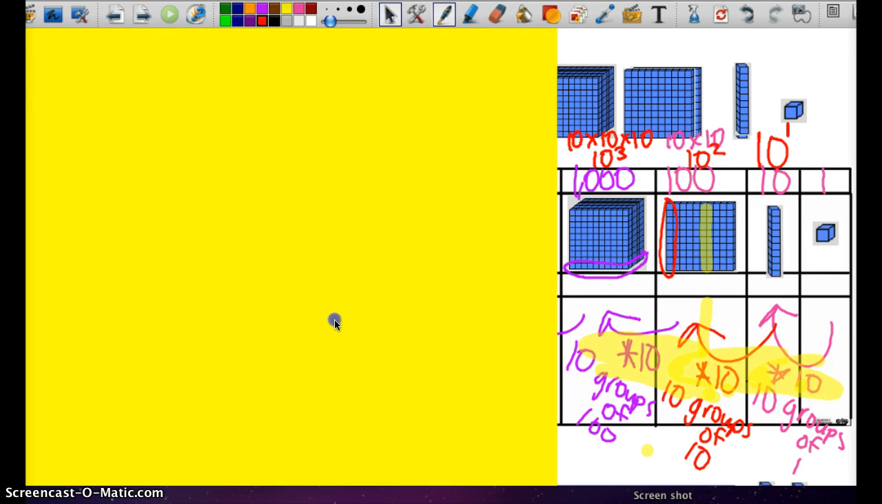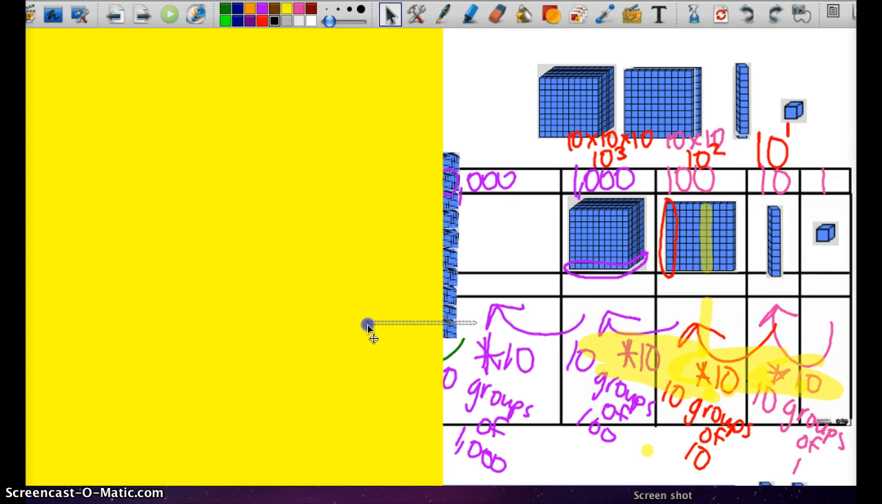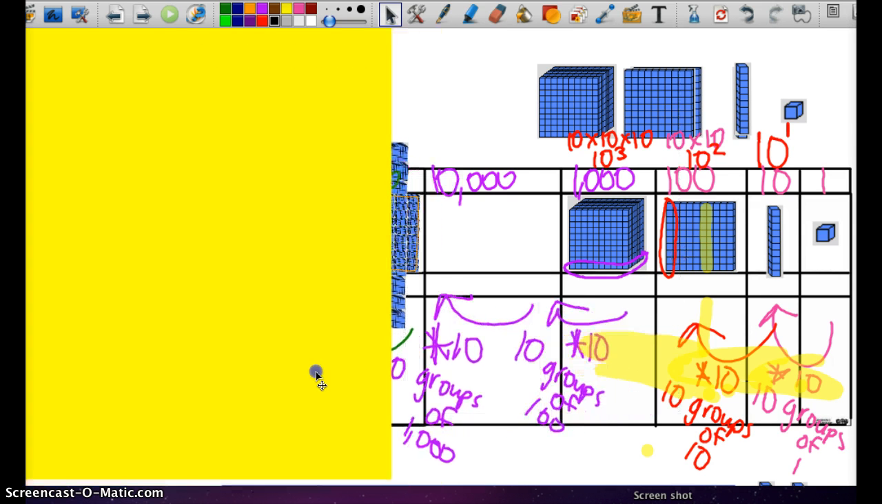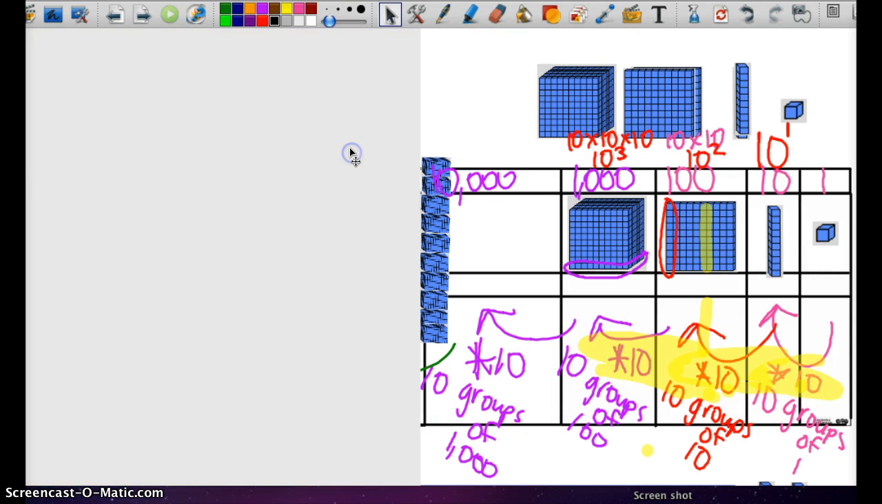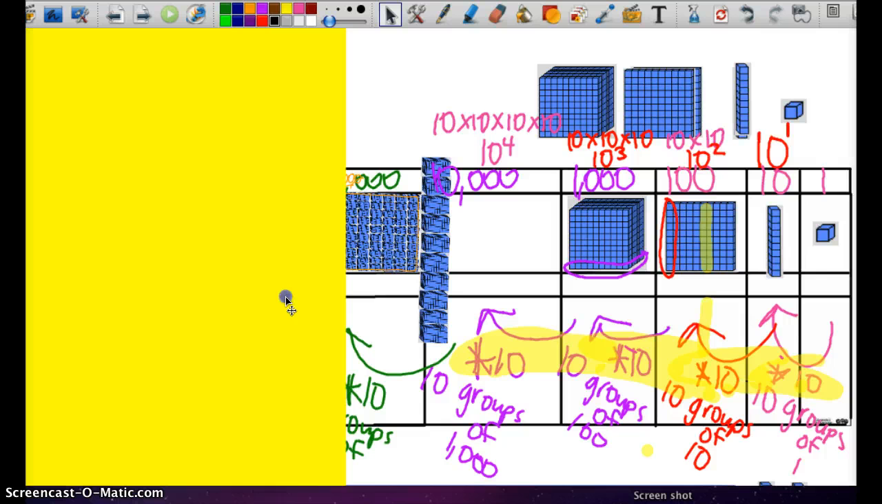Moving over more to the 10,000s place. We can see that there's another multiplication by 10. So this would be 10 times 10 times 10 times 10. So this would be 10 to the fourth power. So students are seeing that each time we grow, the exponent is getting one larger because we're multiplying by 10 one more time.